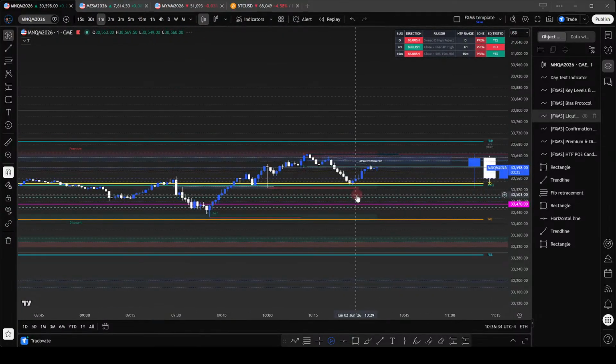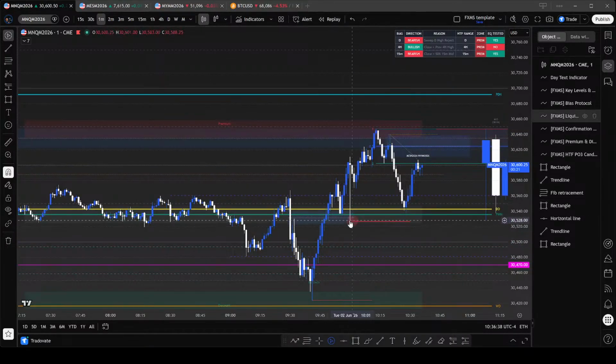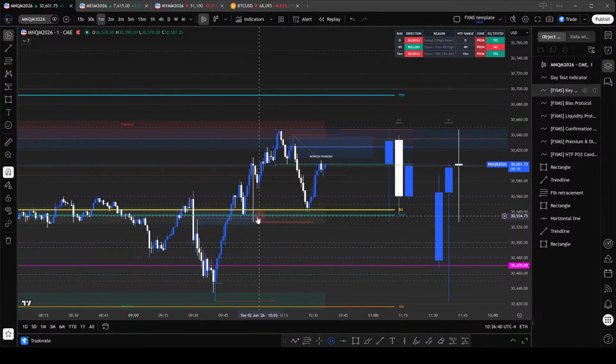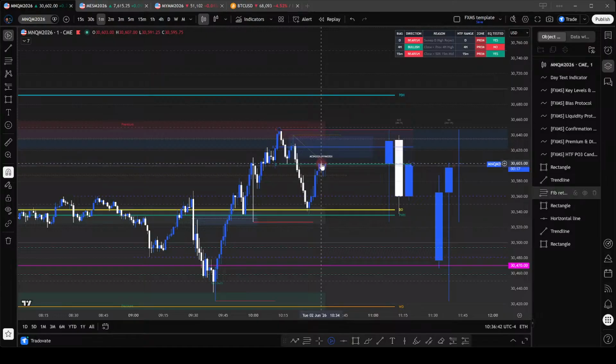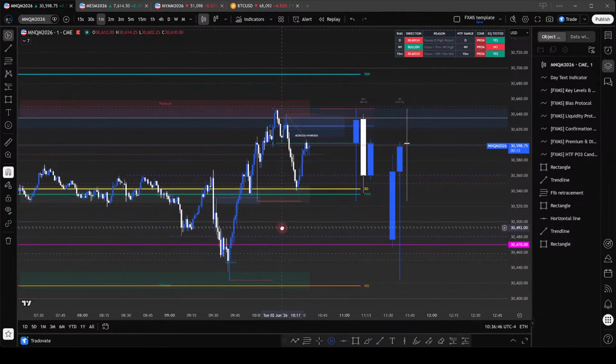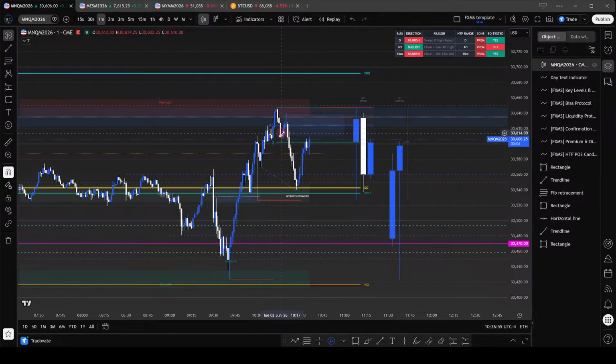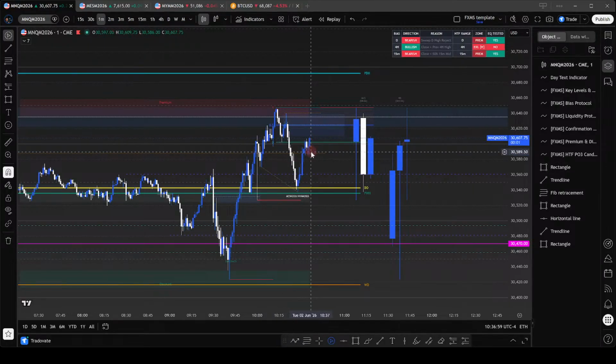So I want price to come back and sweep out one of these lows here. So now we have these equal lows. It's even better. Where we got bearish divergence here into a point of interest that we respected, or, you know, tried to respect.